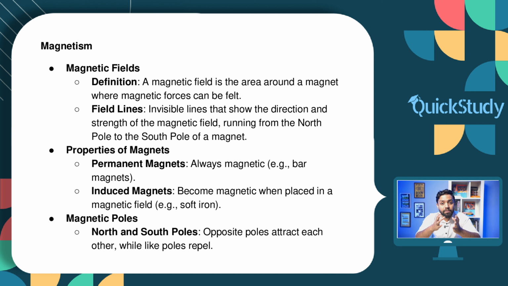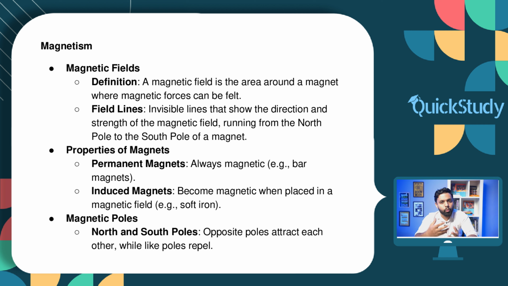Field lines are the invisible lines which are included inside the magnetic field. They cannot be seen. They basically run from north pole to the south pole of a magnet. There are two types of magnets. One are the permanent magnets, another is the induced magnet.